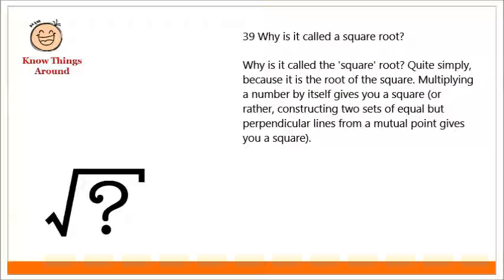Why is it called the square root? Quite simply because it is the root of the square. Multiplying a number by itself gives you a square, or rather, constructing two sets of equal but perpendicular lines from a mutual point gives you a square.